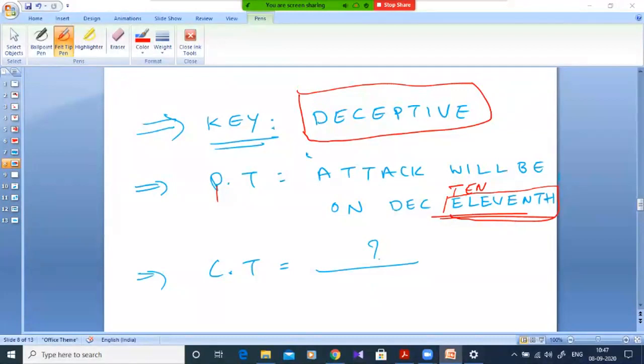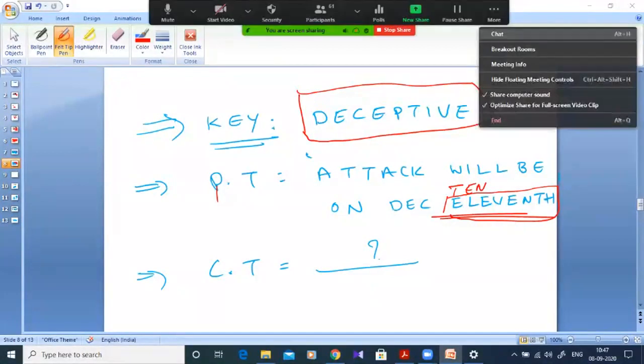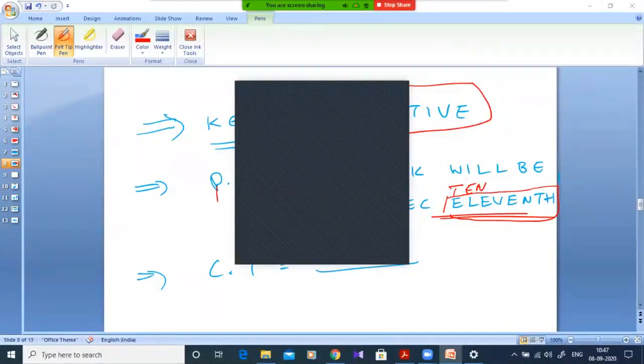Meanwhile, if anyone didn't understand, please post in the chat box or ask. Is the concept clear for all of you, how to add the numbers and how to get the alphabet in the ciphertext?